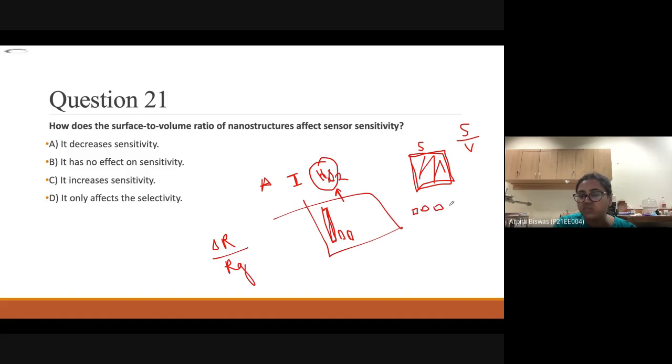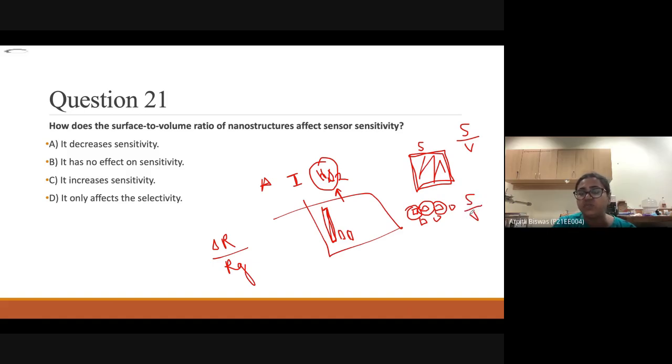If I take a smaller size like this type of structure, in that case the surface by volume ratio will be greater. Which one is the bigger surface to volume ratio? Here you can see only this portion, this and this. This is the surface area, and the volume is the total. Here the volume is the same, but see the surface area. On each side the biomolecule and the VOC can interact. So the surface area here increased, right? So here the surface to volume ratio is increased.